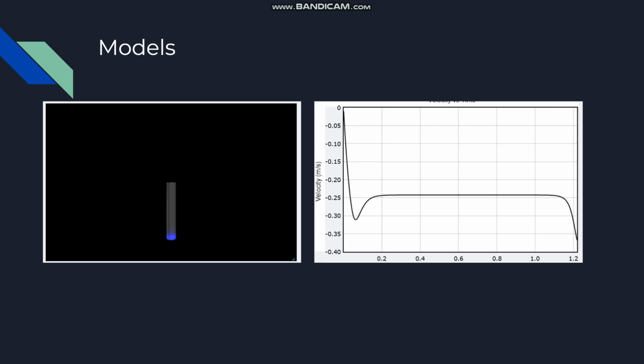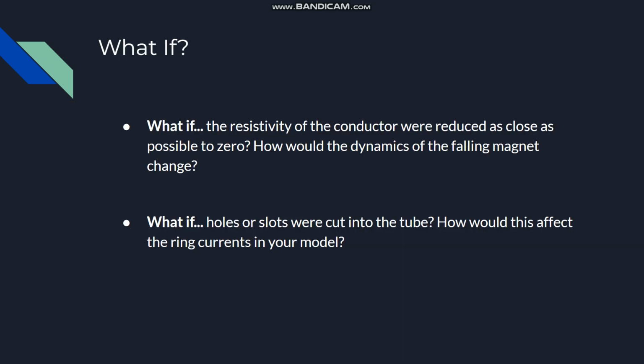But you can see this nice constant velocity, which models the braking of the aluminum tube. So what if the resistivity of the conductor were reduced as close as possible to zero? How would the dynamics of the falling magnet change?